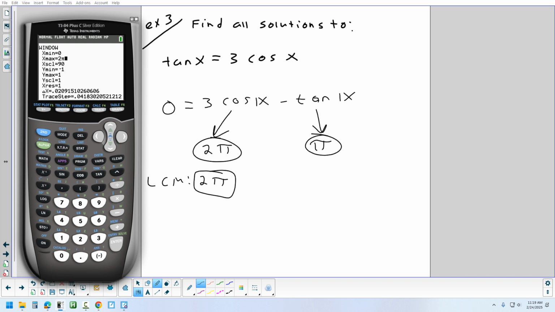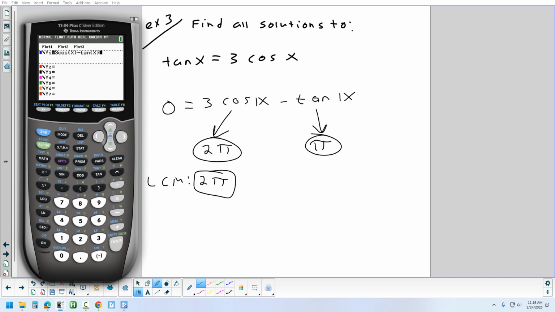And now type everything in. There's no powers, so parentheses here are not anything really tricky. Just 3 cosine x. Close your argument for cosine. Minus tangent x. Close your tangent.